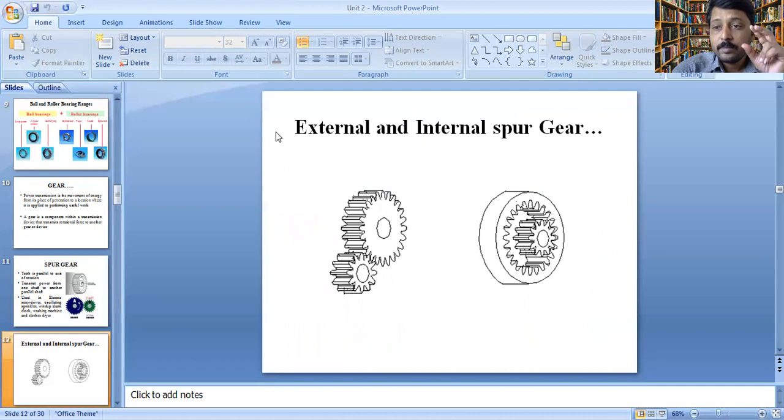Then there is a slight configurational feature added, some innovation made, and the internal spur gear has evolved. This is an external type, where two gears are externally connected, and this is called internal spur gear, where one gear is internally connected and one gear is externally connected. So this is how the internal and external spur gears look like.